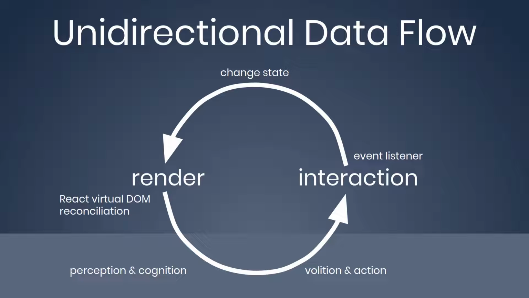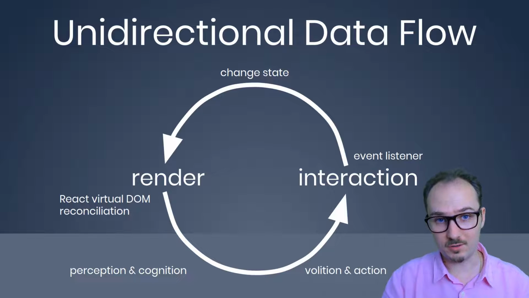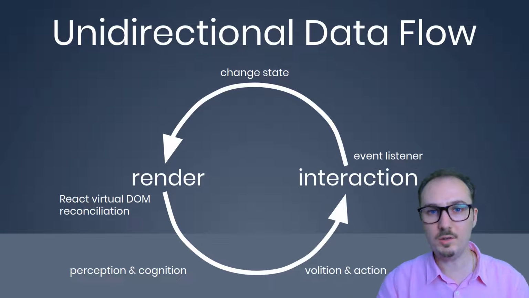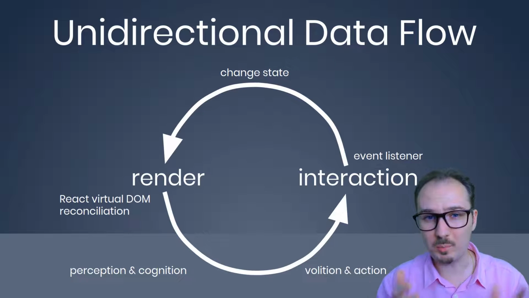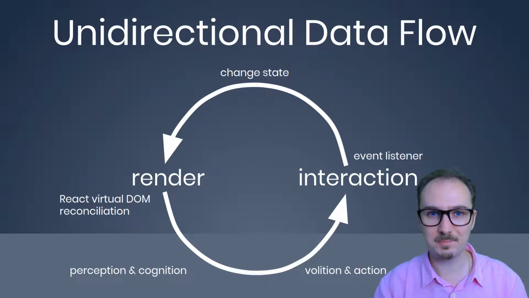After rendering happens, the cycle begins again. Perception and cognition come into play. You see the updated thing, you decide to take some other action, another interaction happens, another event listener is triggered, state is changed once again, and then the cycle continues. This is what's meant by unidirectional data flow. The data flows in just one direction. Unidirectional data flow is the pattern or paradigm that we use to make interactive programs using React.